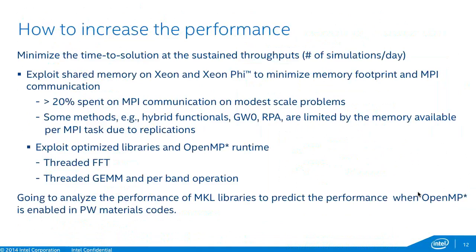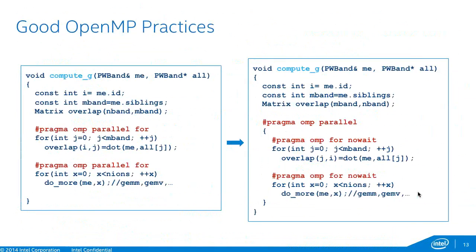overhead. So just these two facts: yes, the use of shared memory will increase the performance by reducing the MPI communication overhead, and also because we can take advantage of the libraries, we should explore this. And I want to show that indeed combining different libraries and user code with OpenMP will be able to provide a sustained throughput while minimizing the time to solution.